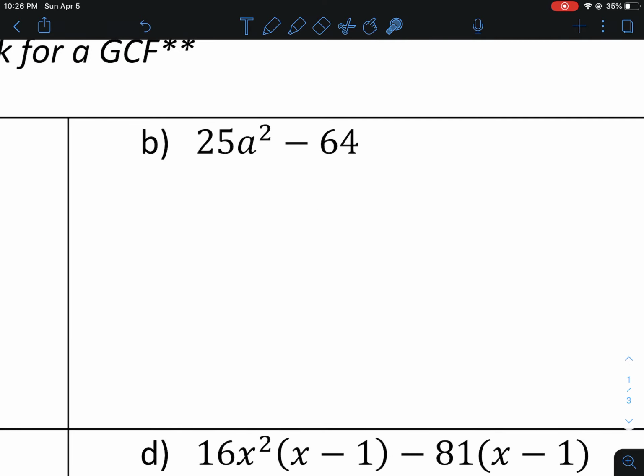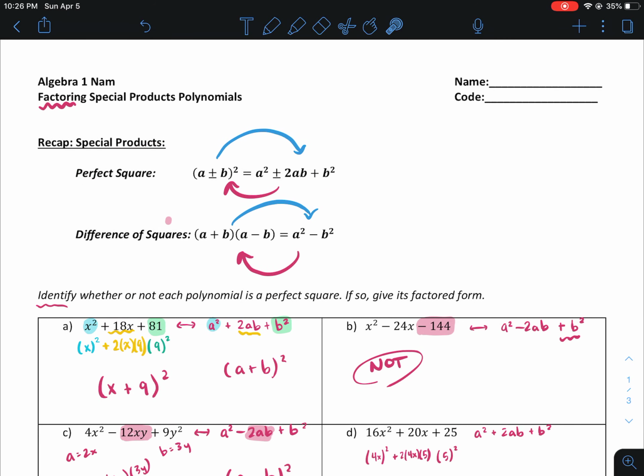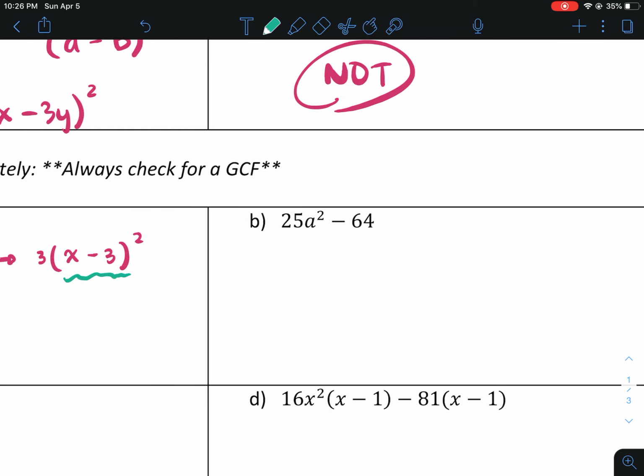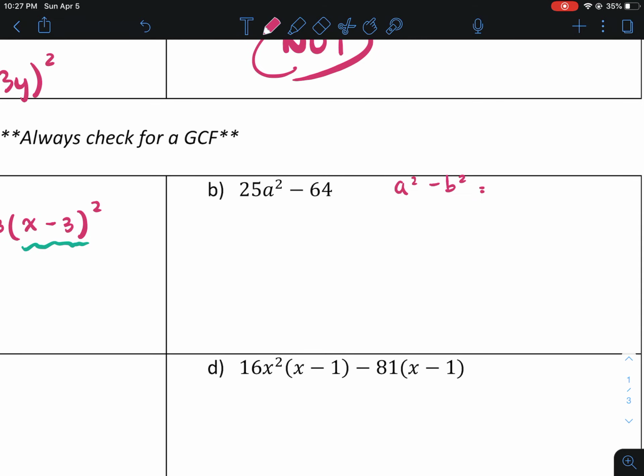And so this is our completely factored answer, okay? Let's look here. Because it's a binomial, we know for a fact that it can't be a perfect square. But what is a binomial? A difference of squares, right? So do we have a squared minus b squared? I have the minus sign. Do I have two perfect squares? Yes, 25a squared and 64 are both perfect squares. That means I know that this is going to factor to (a plus b)(a minus b). So in this case, this is going to become (5a plus 8)(5a minus 8). And that is my answer.